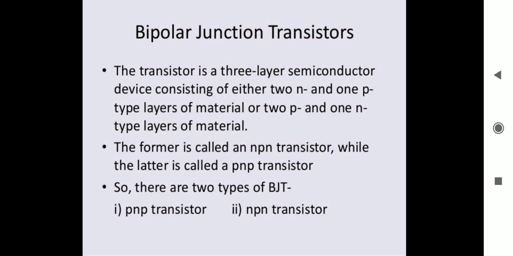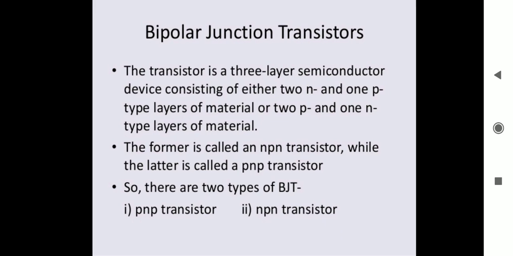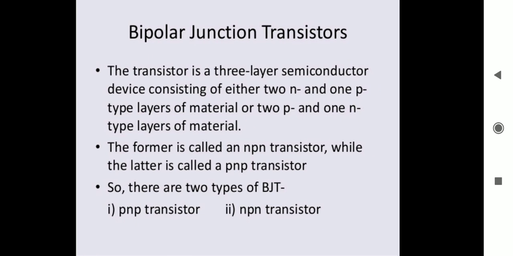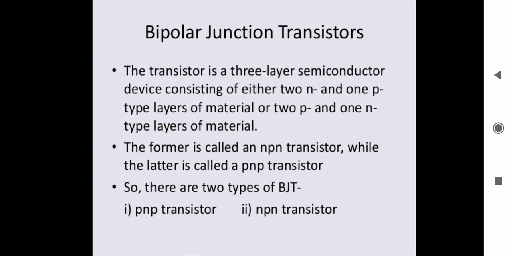BJT, meaning bipolar junction transistor, is the basic building block of almost all electronic circuits, right from a simple regulator or oscillator circuit and logic gates to a digital computer. Before the invention of the transistor, vacuum tubes were being used for amplification applications.